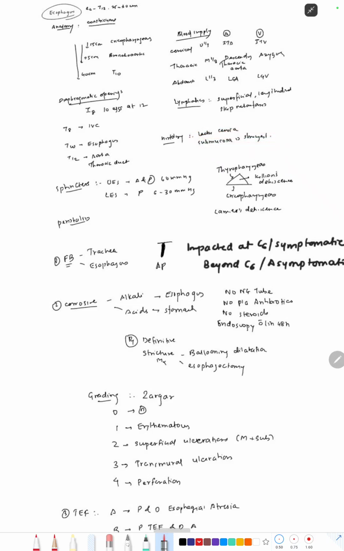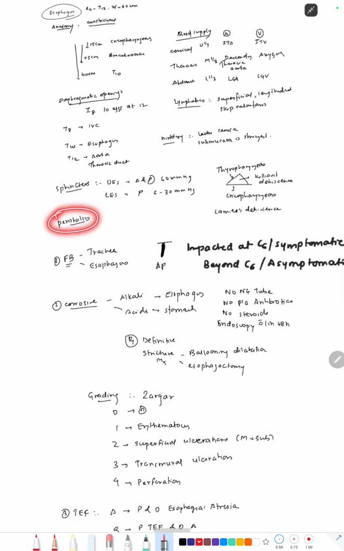Now the sphincters, there are 2 important sphincters: upper esophageal and the lower esophageal sphincter. Out of which the upper esophageal sphincter acts as both an anatomical as well as a physiological sphincter, and the pressure over here is about 60 mmHg, while the lower esophageal sphincter is not an anatomical sphincter, that is, there is no constriction over here. It just acts as a physiological sphincter with a pressure of about 6 to 26 mmHg. Now the site for Killian's dehiscence is in between the thyropharyngeus and the cricopharyngeus.